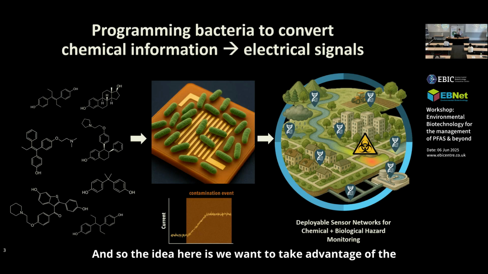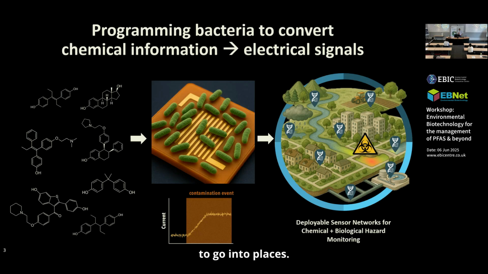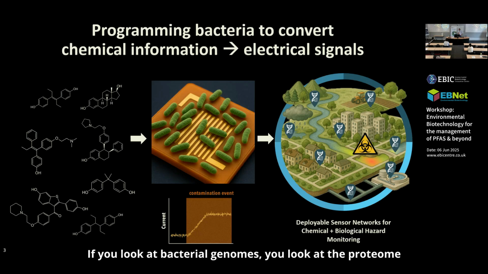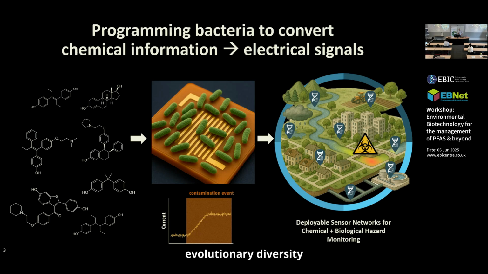The idea here is we want to take advantage of the ability that biology has for sensing the world around it. Cells have evolved quite unique strategies for measuring the molecules that are around them so they can make decisions on when they want to grow in different places. If you look at bacterial genomes and the proteome content of them, up to 2% of that proteome is devoted just to sensor proteins, molecules just to detect their environment. And so we want to take advantage of some of that evolutionary diversity that microbes have for sensing their environment and build devices out of them.